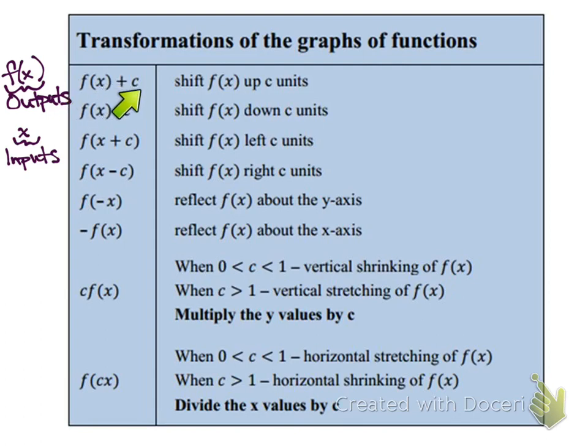So if I have a table, I'm going to take all the outputs, meaning the output column, that's the y column, and add a number. So this whole thing saying shift f of x up c units means we're going to take the outputs, add a number. I was going to say c and then my head had a hiccup.